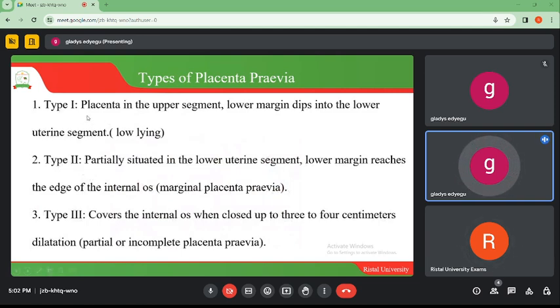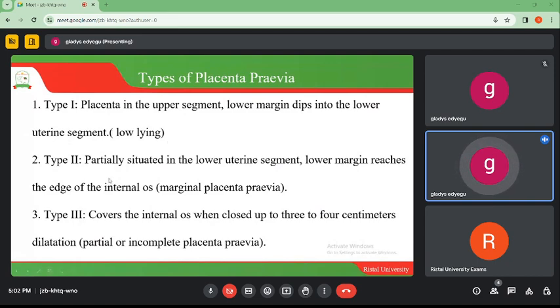So type 1, placenta in the upper segment. The placenta is basically at the upper segment, but its lower margin extends into the lower uterine segment. So it is a low-lying kind of placenta. It doesn't reach the os, and it doesn't even touch the cervical os, but is at the lower segment of the uterus.